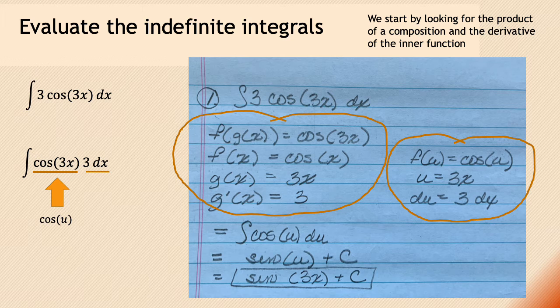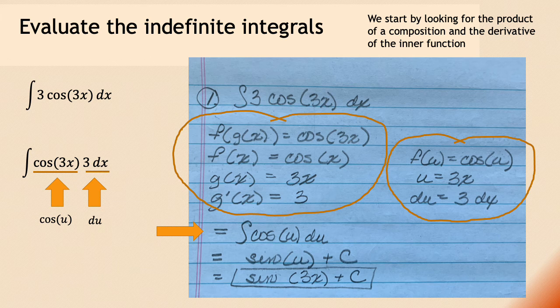So the cosine of 3x becomes cosine of u. And remember, our goal here is to put everything in terms of u so that we simplify this expression to a point where we know how to take the antiderivative of it. And then 3 dx is du. So we can now go back to our worked problem over here and see that once we do our substitution, we are taking the indefinite integral of cosine of u du.